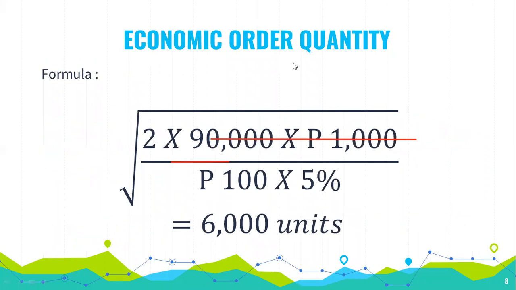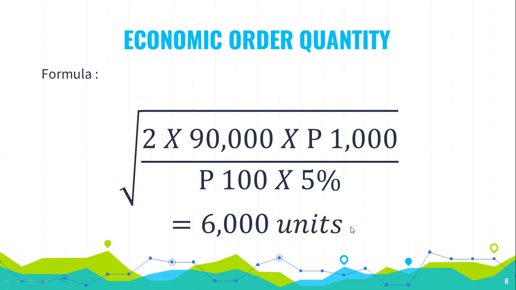Sa EOQ naman, the formula is, so we are already integrating the problem to the formula. 2 times 90,000. So 90,000, this is the annual sales, times 1,000 pesos. 1,000 pesos is the order cost, divided by 100 pesos times 5%. So this is the carrying cost. So yung 100 pesos times 5%, this is the carrying cost per unit. So ito yung carrying cost per unit. Therefore, the answer here is 6,000 units. The economic order quantity is 6,000 units.